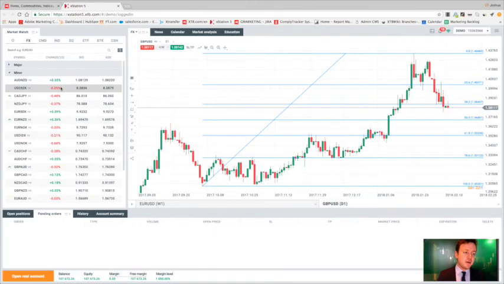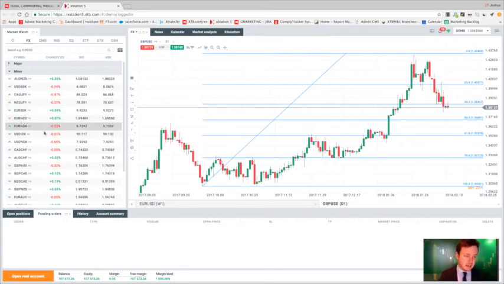If we look at the minor pairs, so these are often combinations of major pairs, but they're not as widely traded. For instance, the Aussie dollar, New Zealand dollar. You can also see the euro against the Aussie dollar.